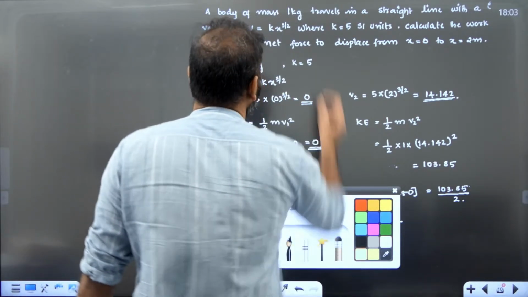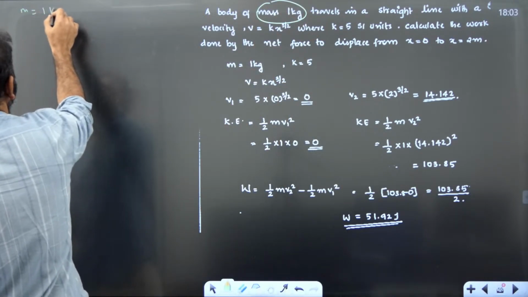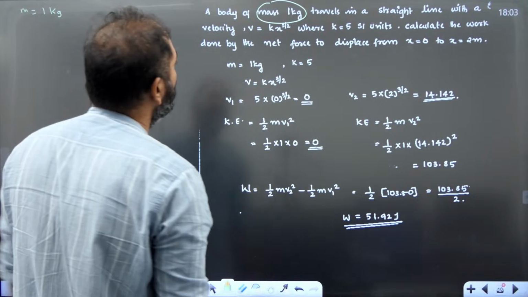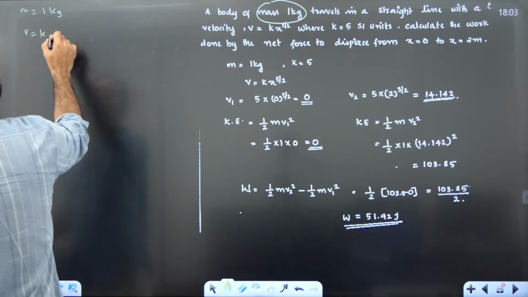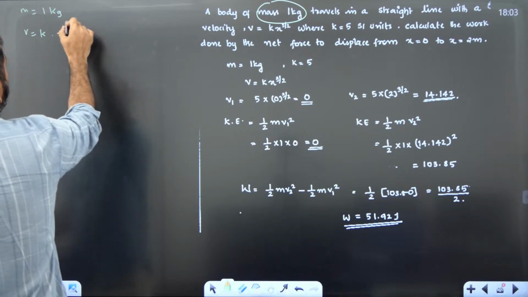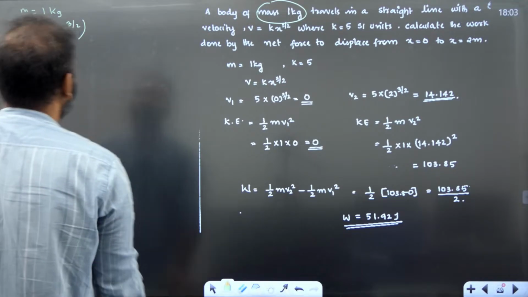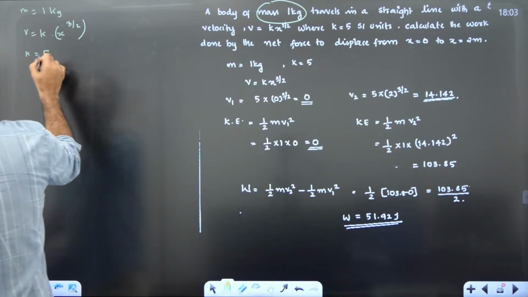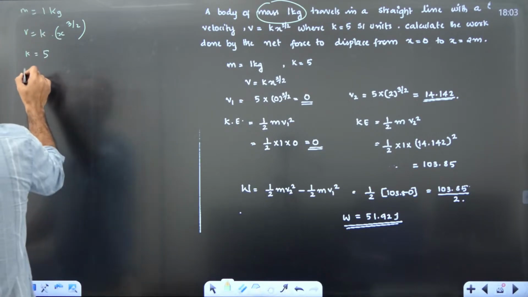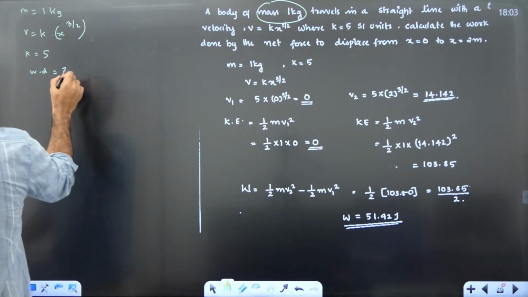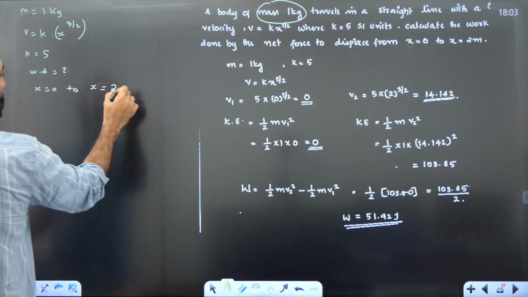A body of mass 1 kilogram. So mass is equal to 1 kilogram. It travels in a straight line with a velocity v equal to k into x raised to 3 by 2, where k equal to 5 SI unit. Calculate the work done by the net force to displace it from x equal to 0 to x equal to 2 meter.